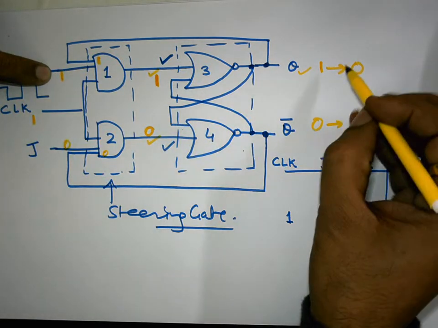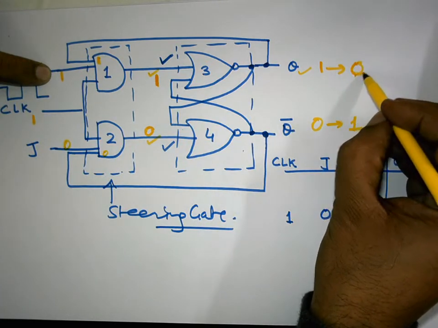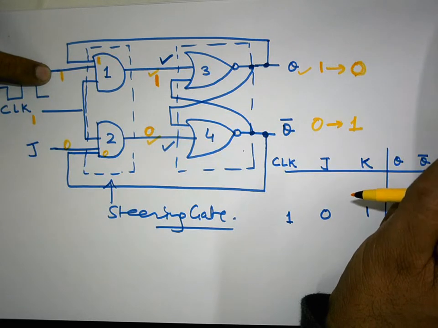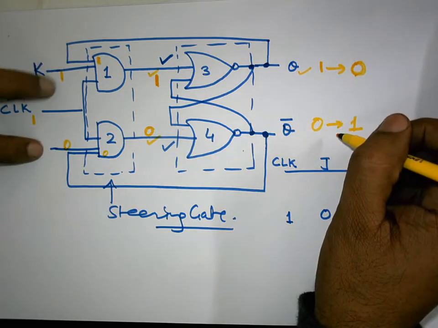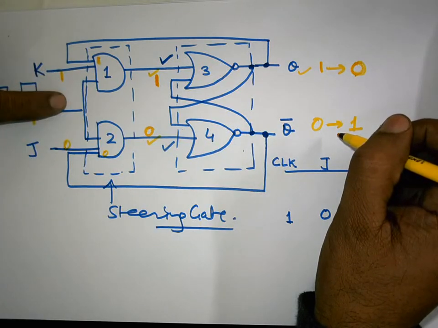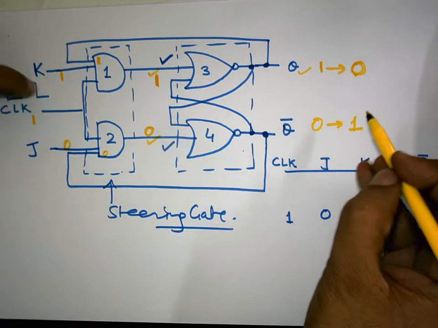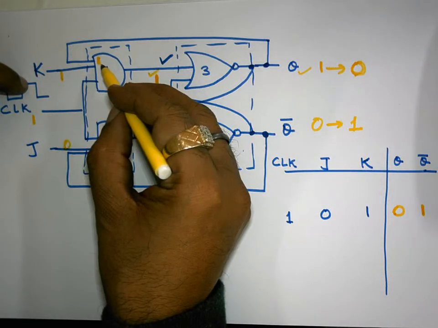You can also ask: suppose the present state was 0 1, not 1 0, and the applied input was 1 0, the same input set was applied, the same clock 1 was given, then what will happen? Let us see what will happen. Naturally, what will be fed over here? 0 will be fed over here.